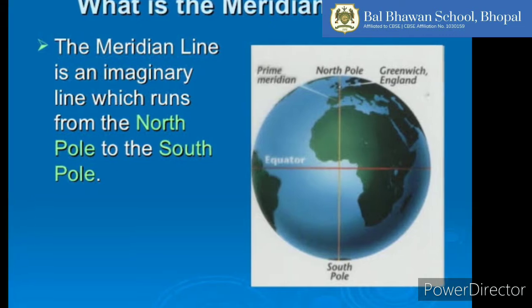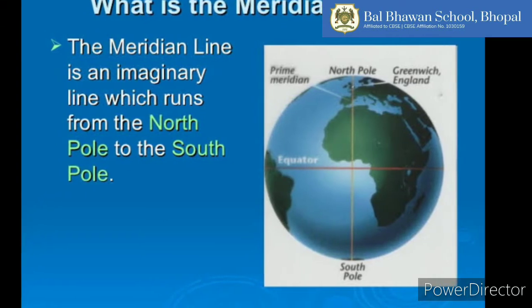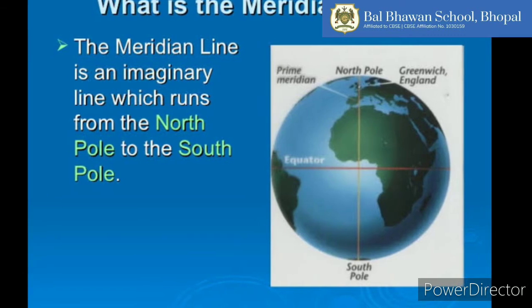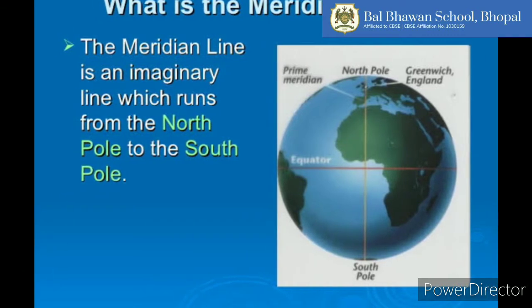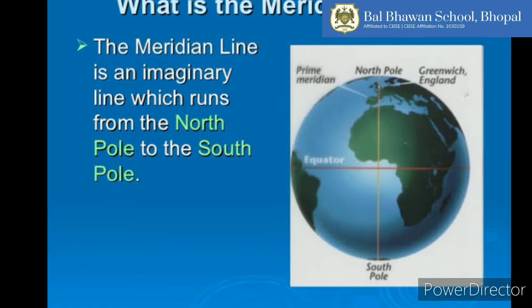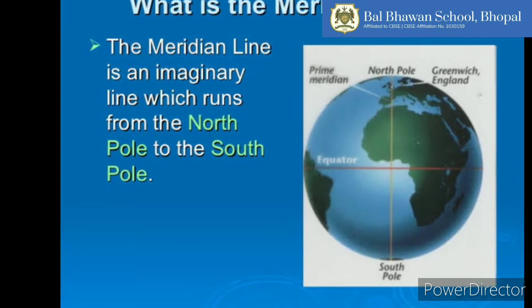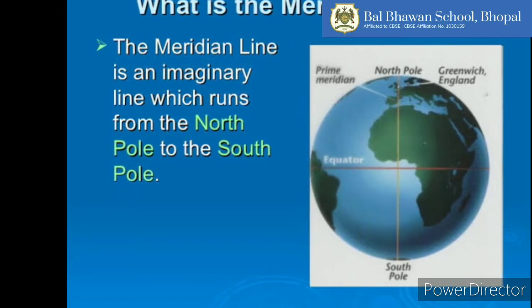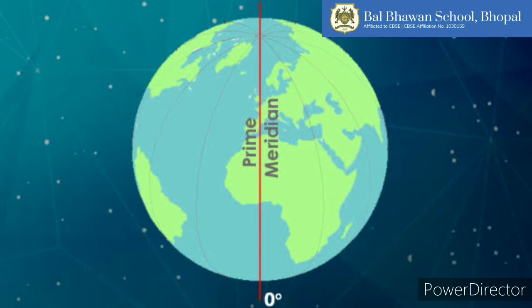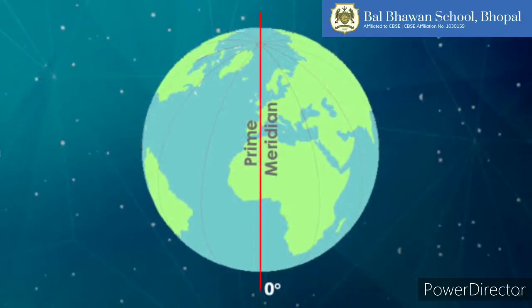Yes, they are also imaginary lines, and these lines are also called lines of longitude, and they run from north to south direction. In other words, they run from North Pole to South Pole. These lines are also called the lines of longitude.